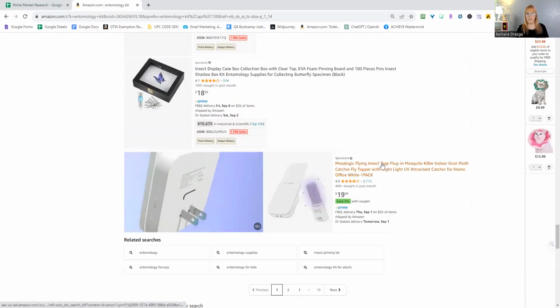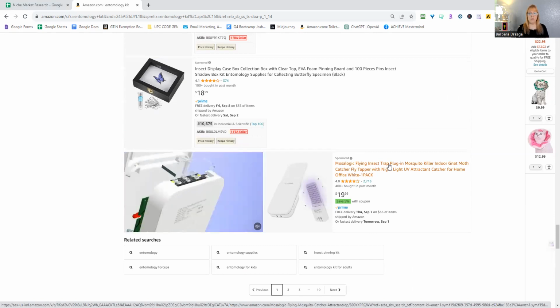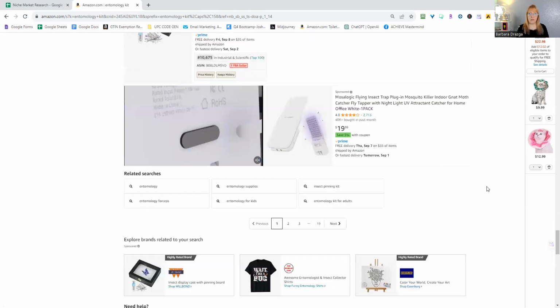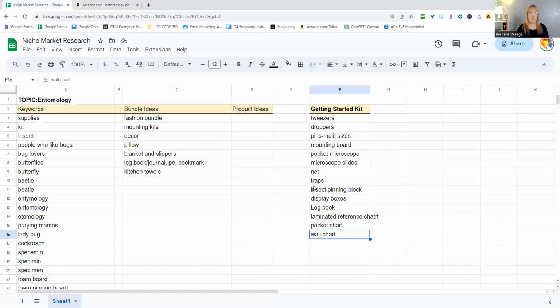What is this? Flying insect trap. That's cool. That's really cool. So I'll put one of these, something similar to this in there. So let me put insect trap over here. Insect trap. So in a future lesson, I will talk about how do we start digging into these different products that we've identified are being sold to the same market that we want to target.